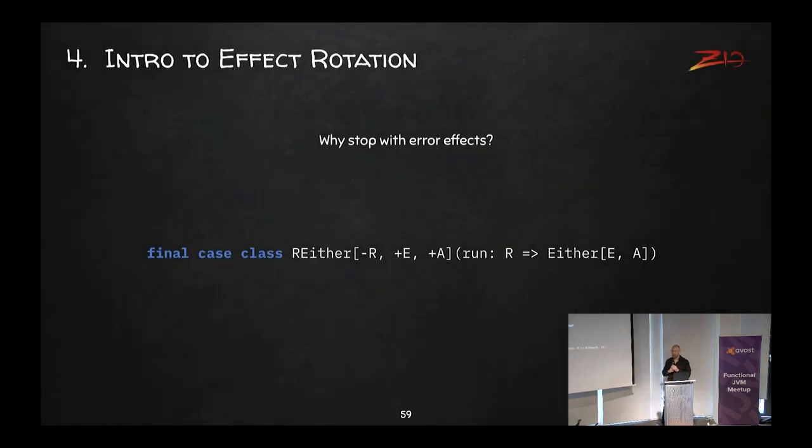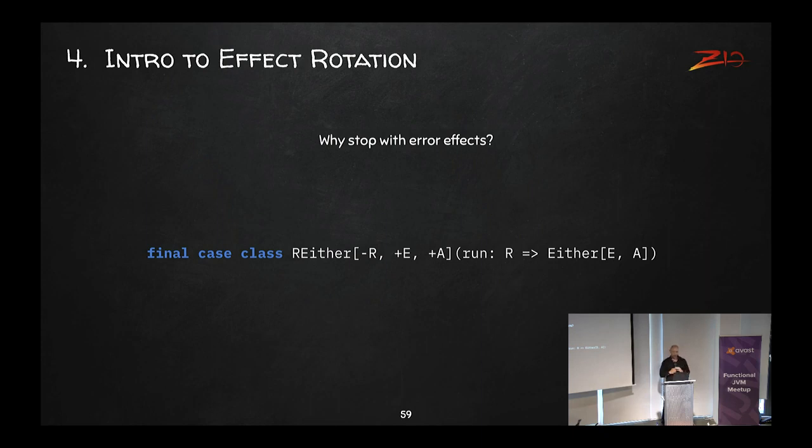Why stop with error effects? Instead of nesting our effects vertically, that is to say, have an OptionT, have an EitherT, have a StateT, have a ReaderT, and so forth, we'll just create one type parameter for every effect. We'll go horizontally. So different effects will correspond to different type parameters. And then a change in that type will allow us to introduce or eliminate an effect modeled by that type parameter slot.